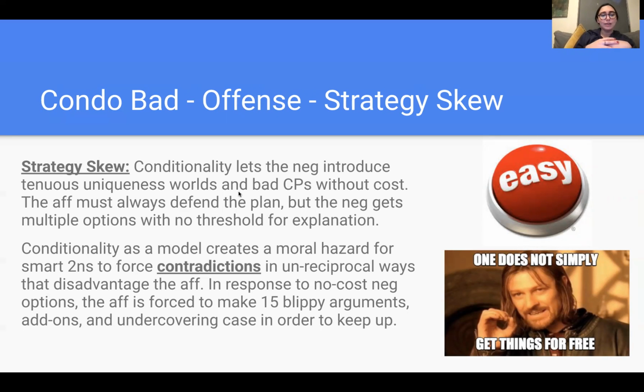So why is that bad? It means that the affirmative has a very tough time constructing a 2AC, constructing a 1AR to all these different worlds because they don't know how to explain the aff in all of these different contexts. Conditionality also creates a bad research model for the negative because smart 2Ns can force contradictions in unreciprocal ways that then disadvantage the aff, right? So in response to a no cost neg option, the aff has to make these 50 blippy arguments and undercover the case and just have a shallow debate because their strategy was so skewed.